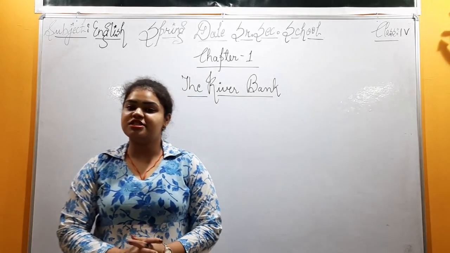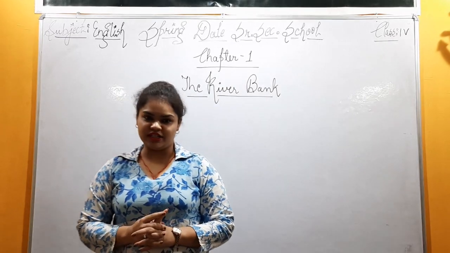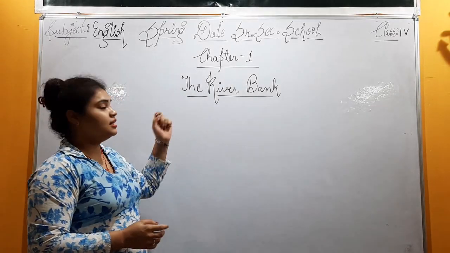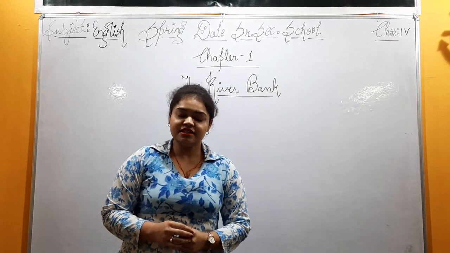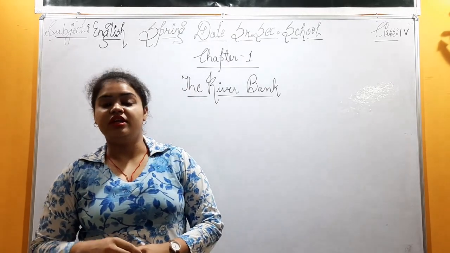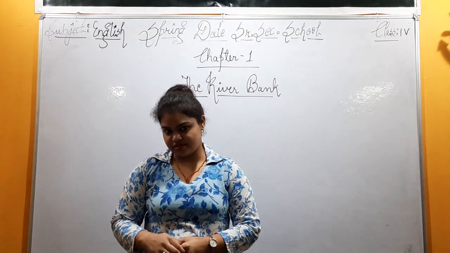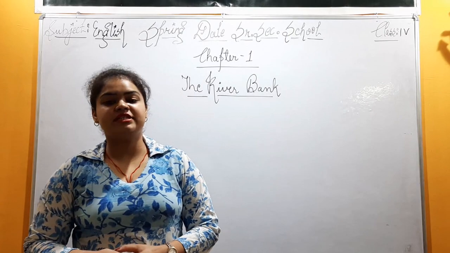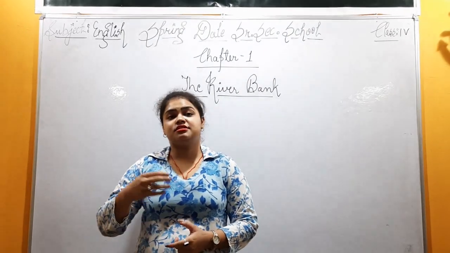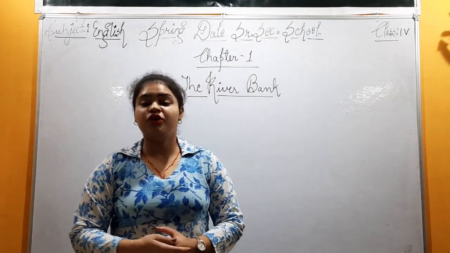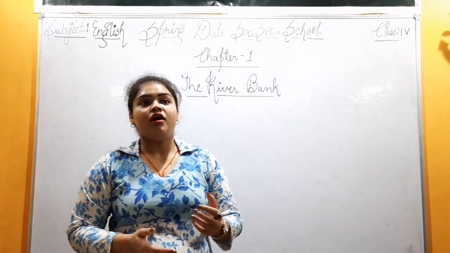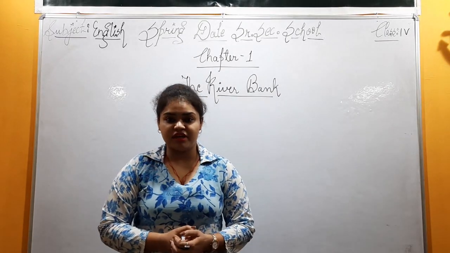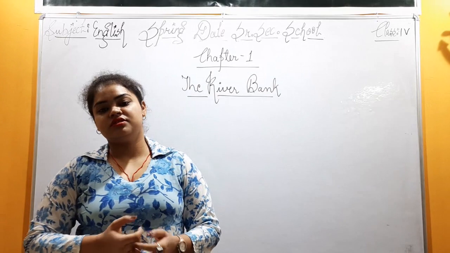Today we are going to start our new chapter of English-1. Chapter number 1, The River Bank. In this chapter we are going to learn about the river and many more characters. I hope you all have seen a river earlier in the villages when you go to your grandparents' home or when you go somewhere for vacation. There are many rivers, so you see them.